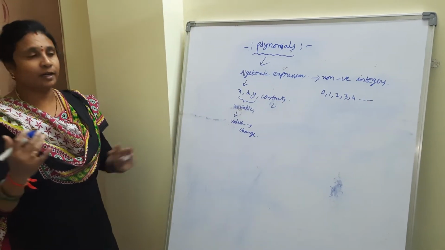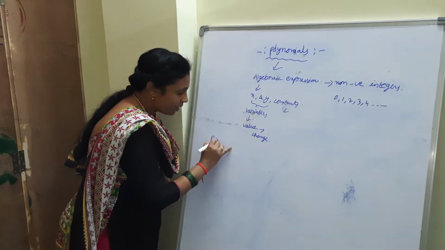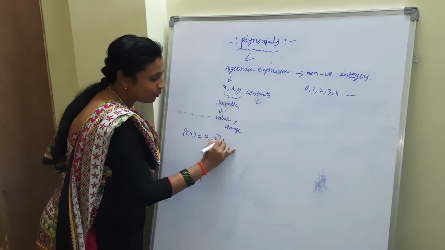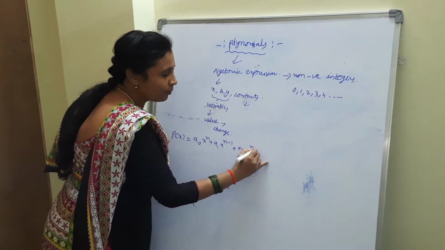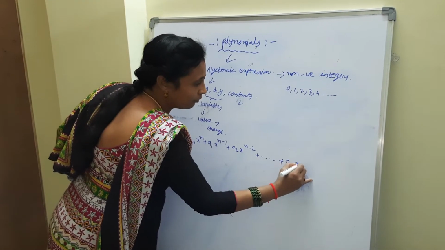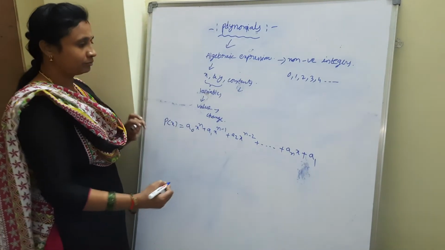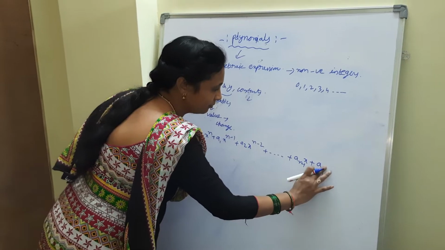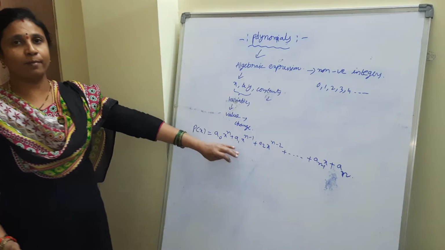Next I am going to explain the general form of the polynomial. The general form of the polynomial p of x is equal to a naught x to the power of n plus a1 x to the power of n minus 1 plus a2 x to the power of n minus 2 plus and so on plus an minus 1 x plus an. This is the general form of the polynomial.